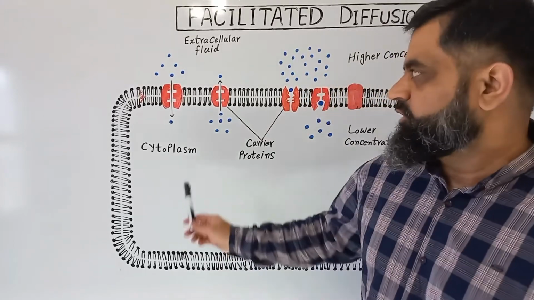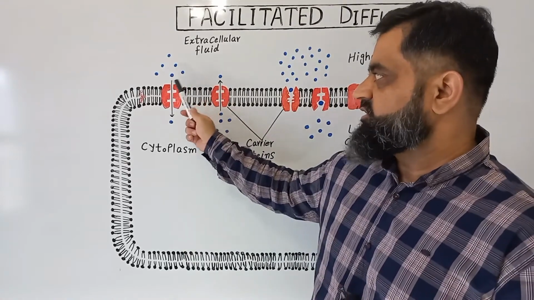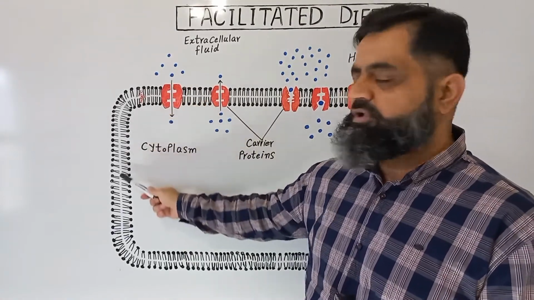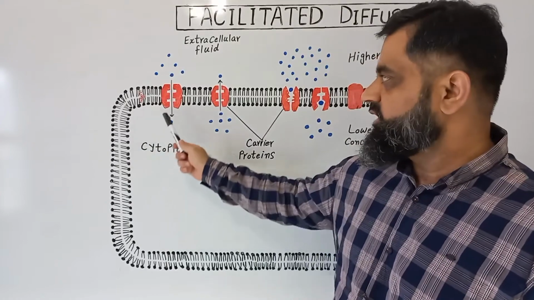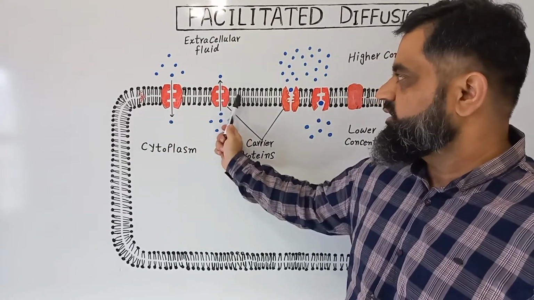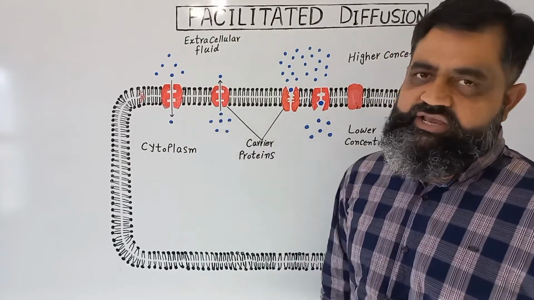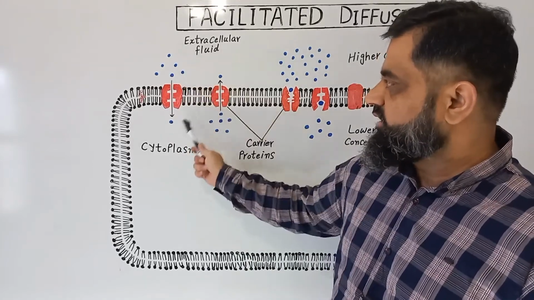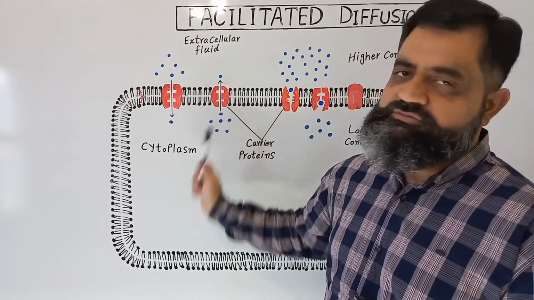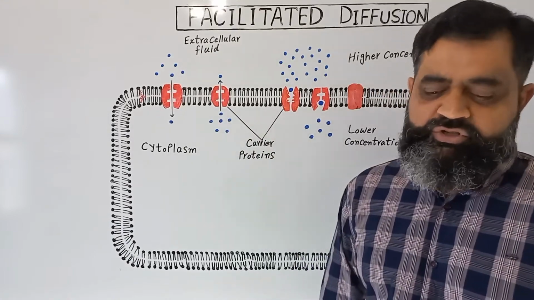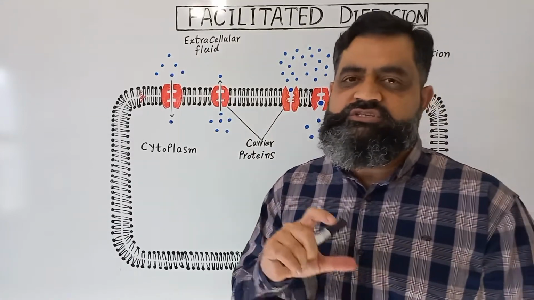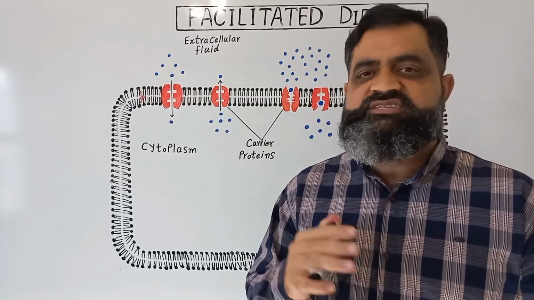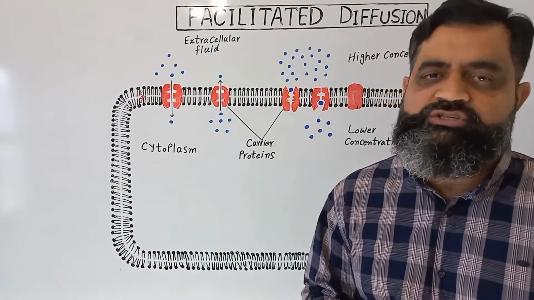So there are certain molecules which are polar in nature, which cannot pass through the lipid bilayer. There are certain types of proteins inside the cell membrane which are known as carrier proteins. These molecules can move across, inside or outside of the cell, with the help of these carrier proteins. This type of movement is known as facilitated diffusion. That is what we are going to discuss today.